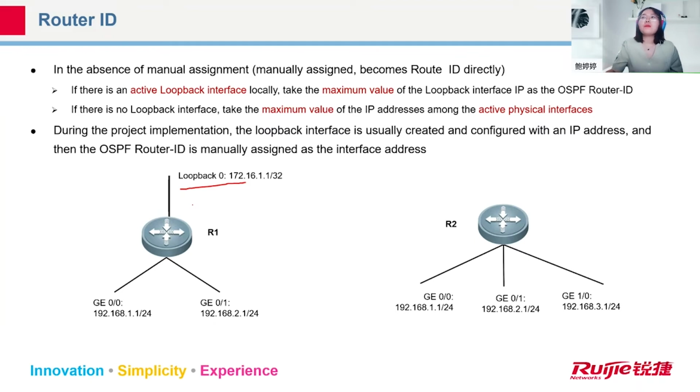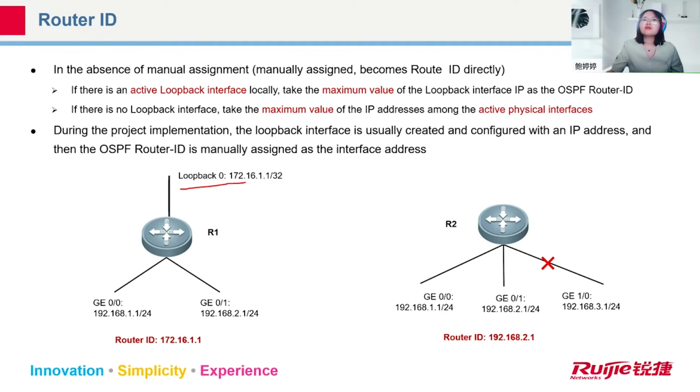And if we don't have the loopback address, we will take the maximum value of IP address among the active physical interfaces. Pay attention, only the active physical interface IP address can be selected as a router ID. So like router 2, we have 3 physical interfaces, right? By default, we will select the maximum value, 192.168.3.1, to become the router ID. But if this link is broken, we will select 192.168.2.1 to become the router ID.